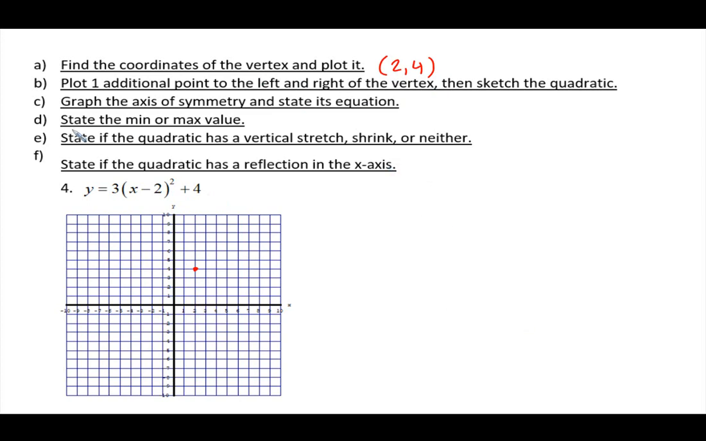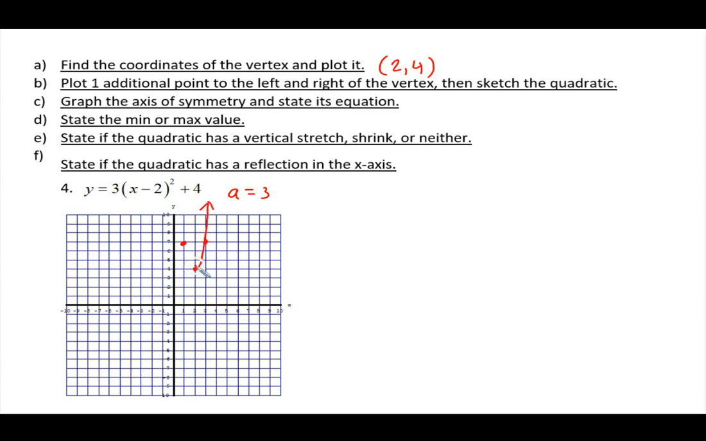Then it says plot one additional point to the left and right of the vertex, then sketch the quadratic. Okay. So remember, we can find that extra point using the a value. So I know a is 3. So that means if I move to the side one time, I will go up 3. 1, 2, 3 from where my vertex is at. So from where your vertex is at, just move to the side one time and go up 3 because a is positive 3. Then it says to sketch this.